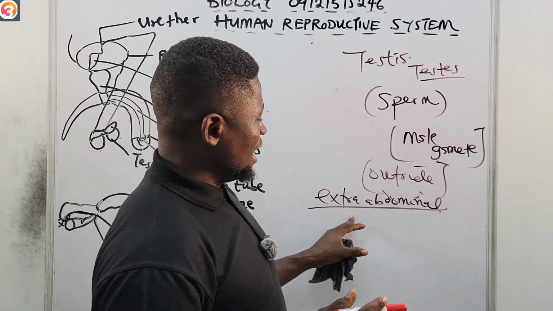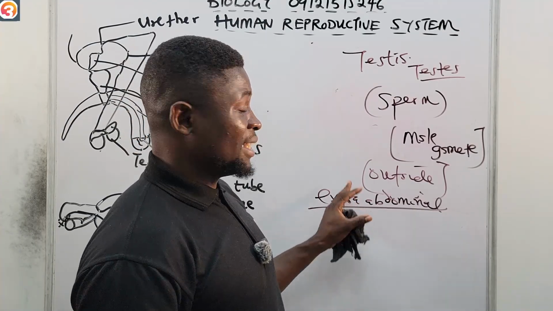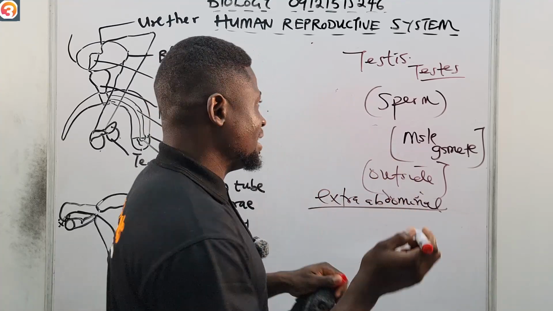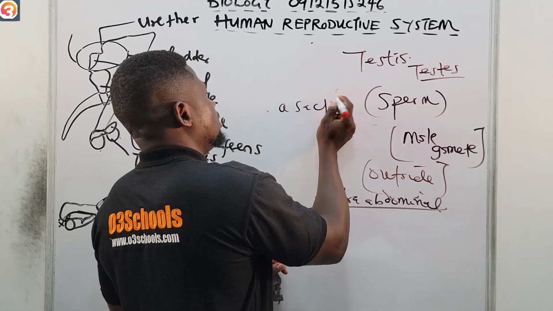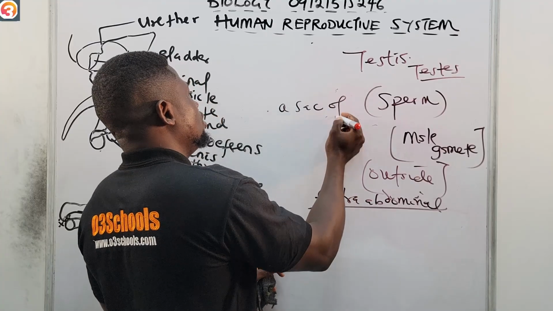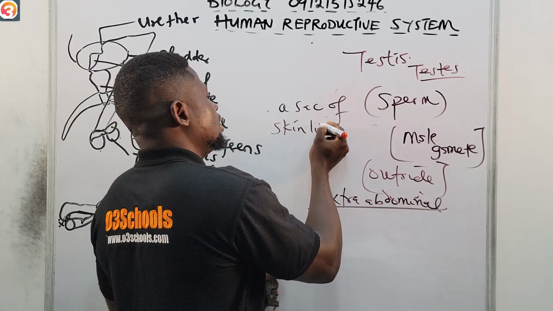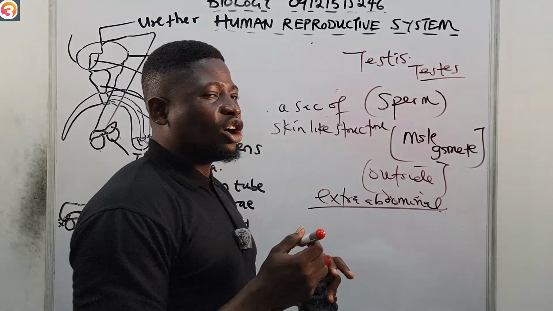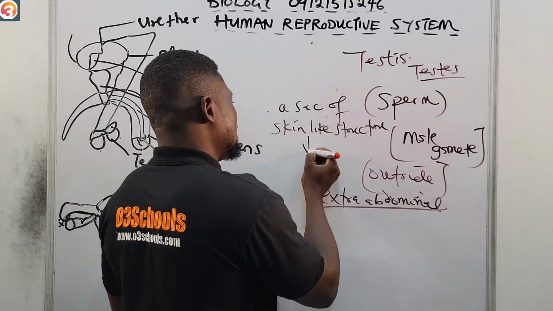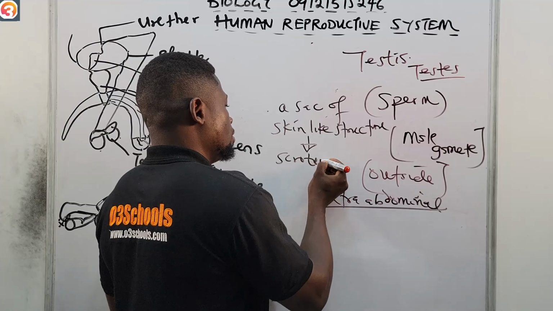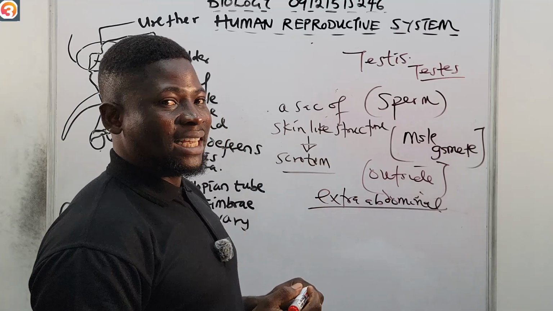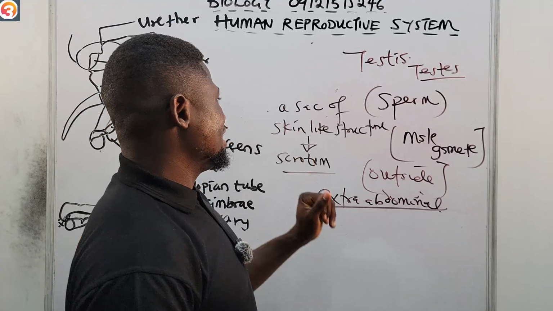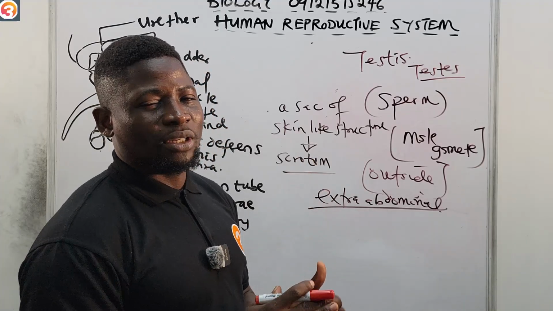And of course, like I've told you, it is protected. The testis is protected by a sac of skin-like structure known as the scrotum.